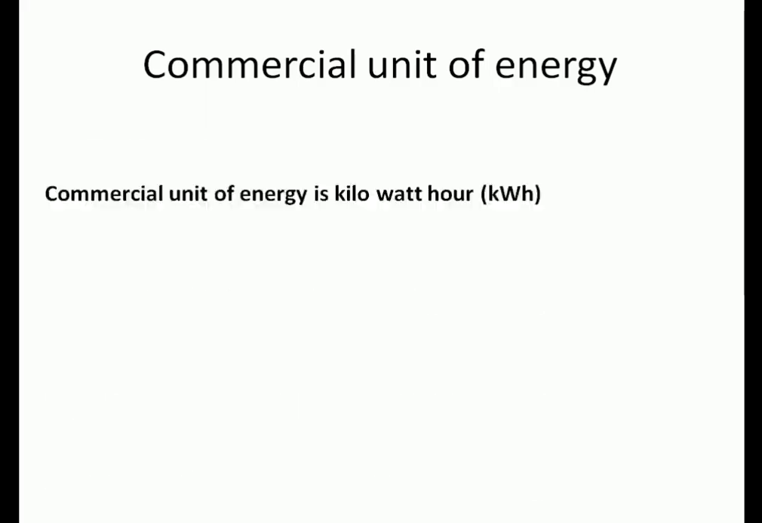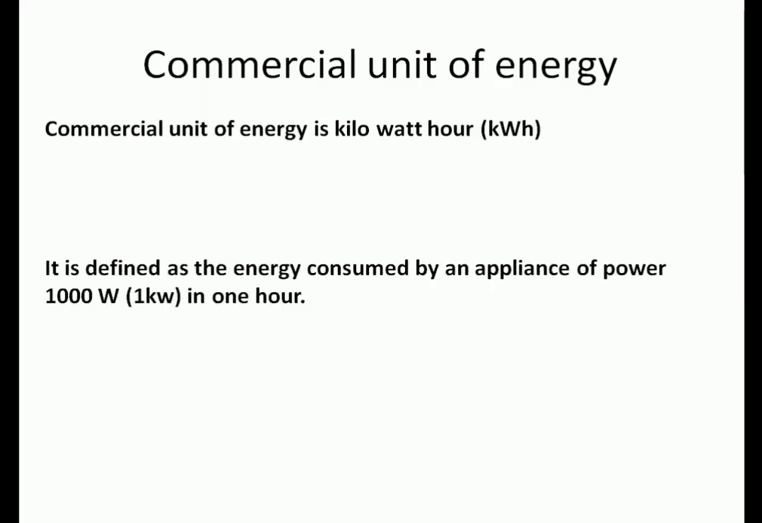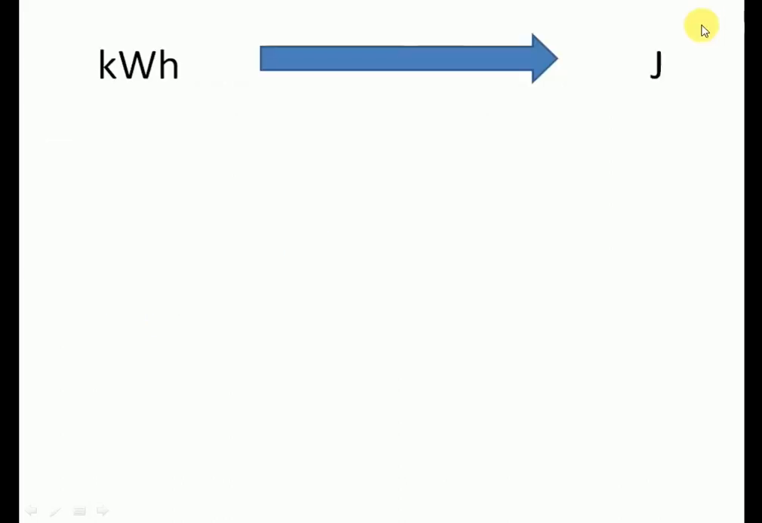The commercial unit of energy is kilowatt hour, and it is the energy consumed by an appliance of power 1000 watt in 1 hour. Suppose you have a washing machine of power 1 kilowatt or 1000 watt. If you use this for 1 hour, then it will consume the energy 1 kilowatt hour. Now let us convert 1 kilowatt hour into joules.